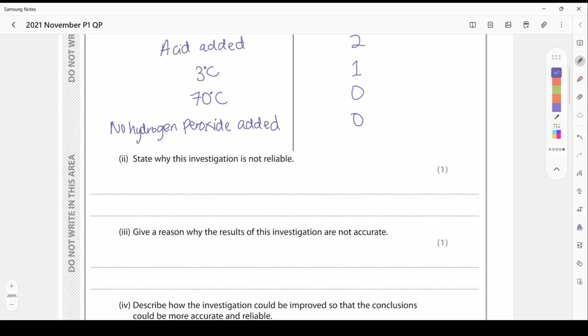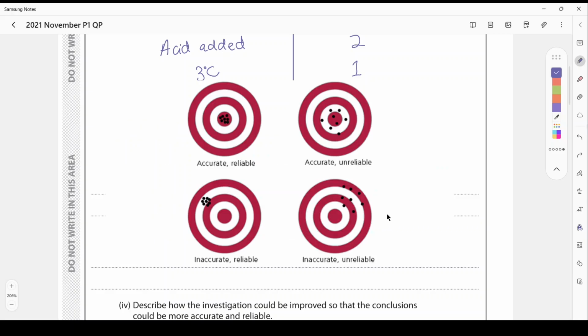So I'm just going to show a little diagram to show you the difference between reliability and accuracy. Reliability is basically how consistent your results are, whereas accuracy tells you how close it is to the true value. Here you would have accurate and reliable, so all the data points are at the bullseye and the data points are close to each other. And the next one here, we have accurate and unreliable. So you can see all the data points are more spread out, so that makes it unreliable. And the third one here, we have inaccurate and reliable. So all the data points are away from the bullseye, but the data points itself are still close to each other. And then lastly, we have inaccurate and unreliable.